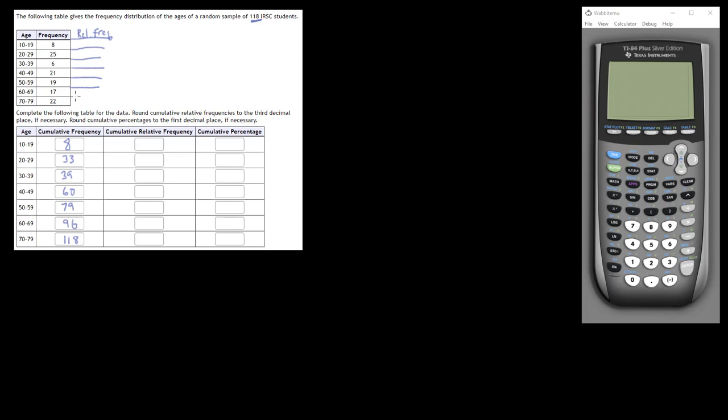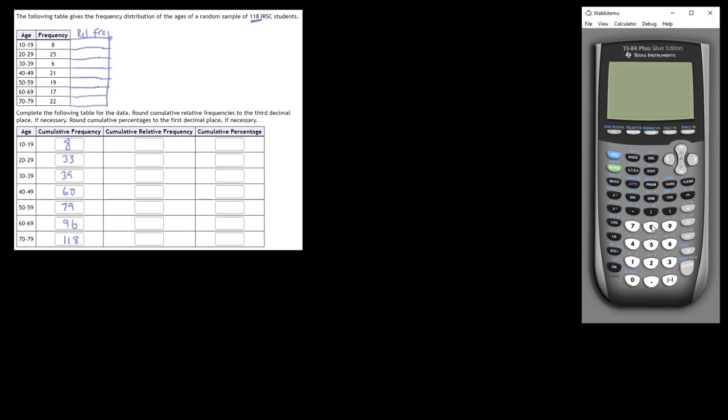Now we want to be careful with rounding, because we need to round our final answers. Round the cumulative relative frequencies to 3 decimal places. So let's round our relative frequencies to 4 places, so then we can round our answers here to 3 places. That's probably a good way to handle that. Calculator will be needed for this. So we're going to take each of our frequencies and divide by 118.